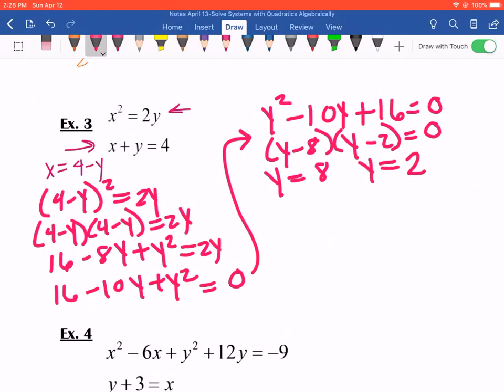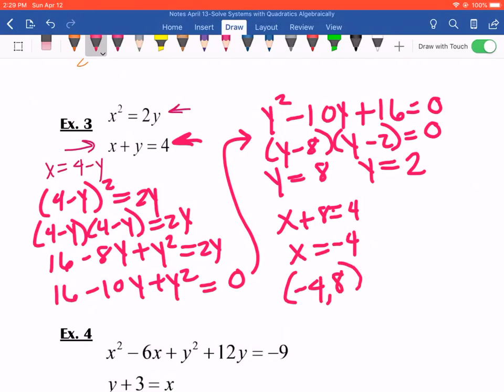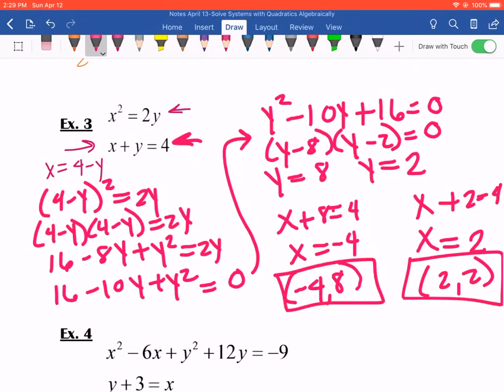Now we have to find the corresponding x value that goes with these y values. Going back to my linear function, I have x plus 8 is equal to 4. So when y is equal to 8, x is actually equal to negative 4. So negative 4, 8 is 1 point. When y is equal to 2, I have x plus 2 is equal to 4. What I get is that x is equal to positive 2. So my other point is 2, 2. These are my two solutions to the system of equations that we just worked.